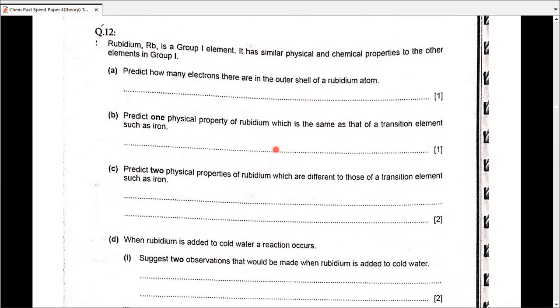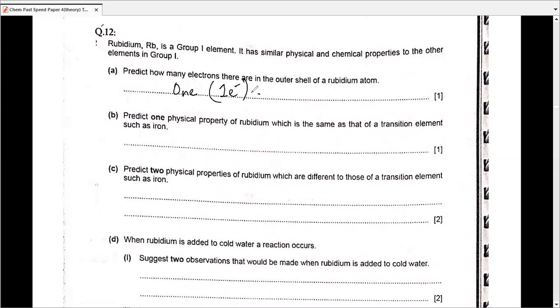Okay, question number 12, part A. Radium is a group 1 element. It has similar physical and chemical properties to other elements in group 1. Predict how many electrons there are in the outer shell of the radium atom. It is 1. Good. Part B. Don't write the whole sentence as an answer. Simply writing one is good enough. Okay. One of these will work fine.